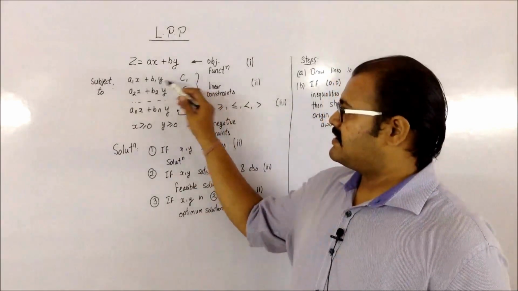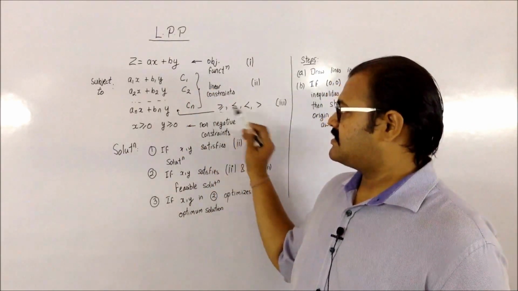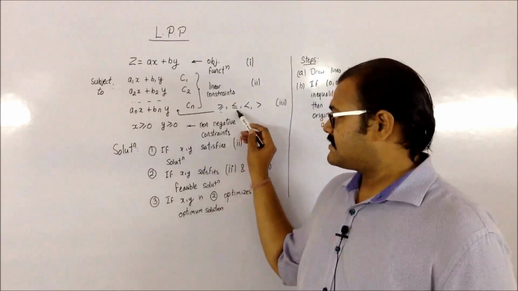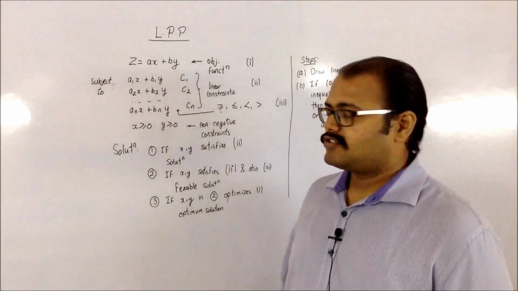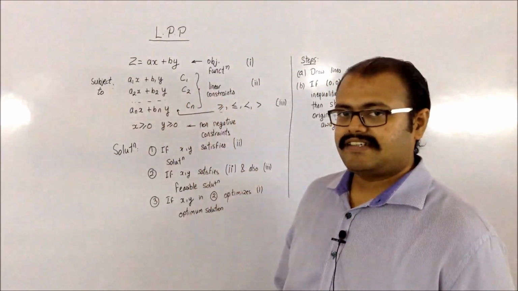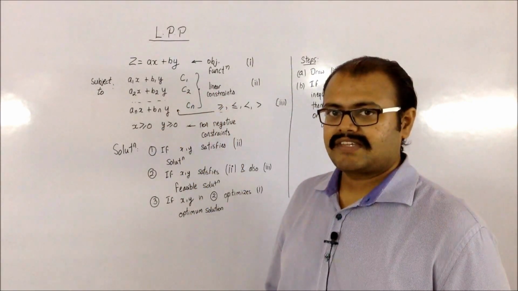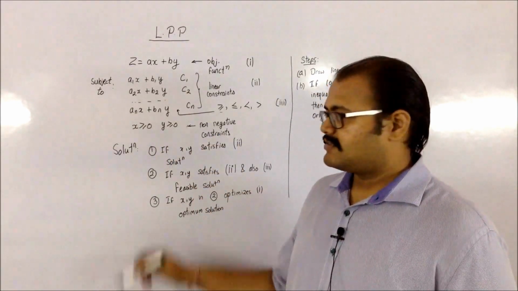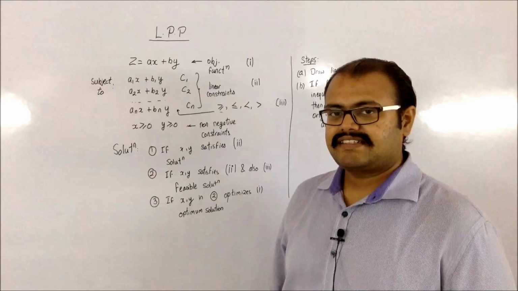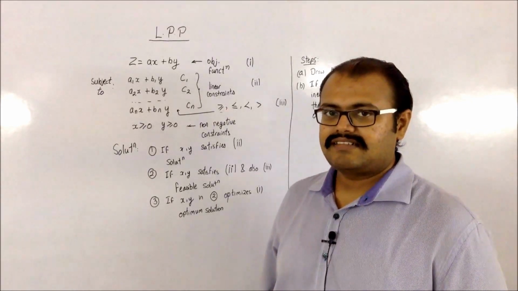Now between them there can be either greater than or equal to, less than or equal to, less than or greater than signs present. So basically these are your linear inequalities. And the last one is called a non-negative constraint, which basically means that the values of x and y cannot be less than 0.